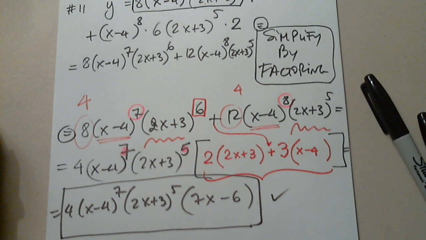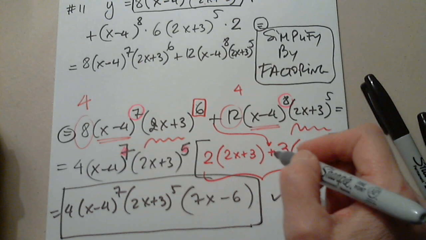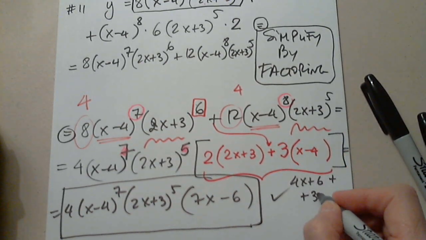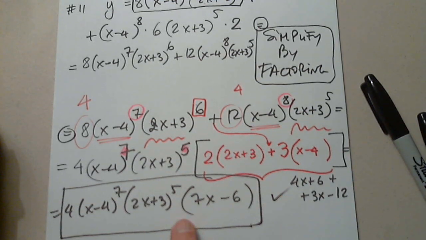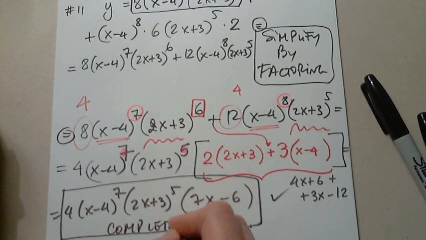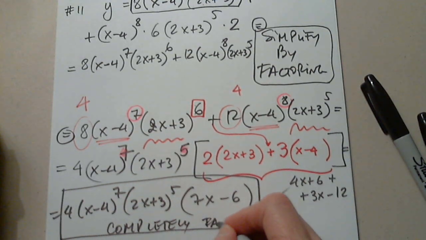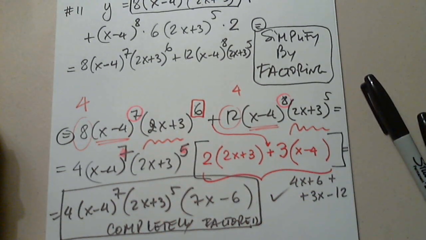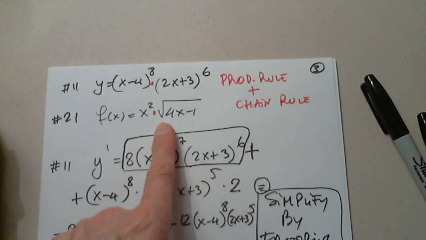Completely simplified by factoring. No one can do anything else here. So again, let me show you this part. So 4x plus 6 plus 3x minus 12. So 4x plus 3x was 7x. 6 minus 12 was negative 6. Completely factored. Okay, completely factored. Good. Any questions on this, or can we move on to 21?